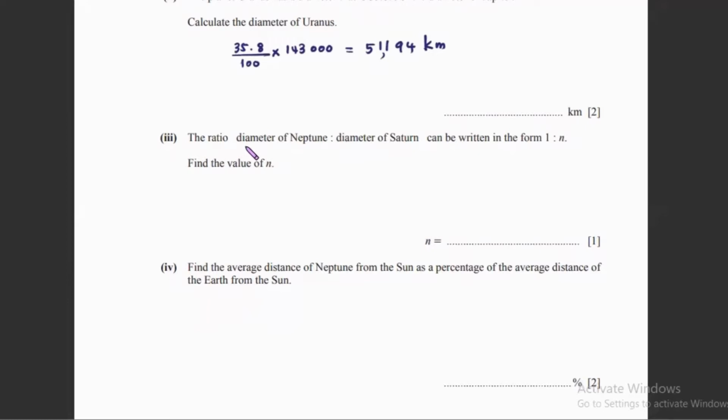The ratio of the diameter of Neptune to the diameter of Saturn can be written in the form 1 to n. Find the value of n. So this is again relating the diameters. So it's about Neptune and Saturn.